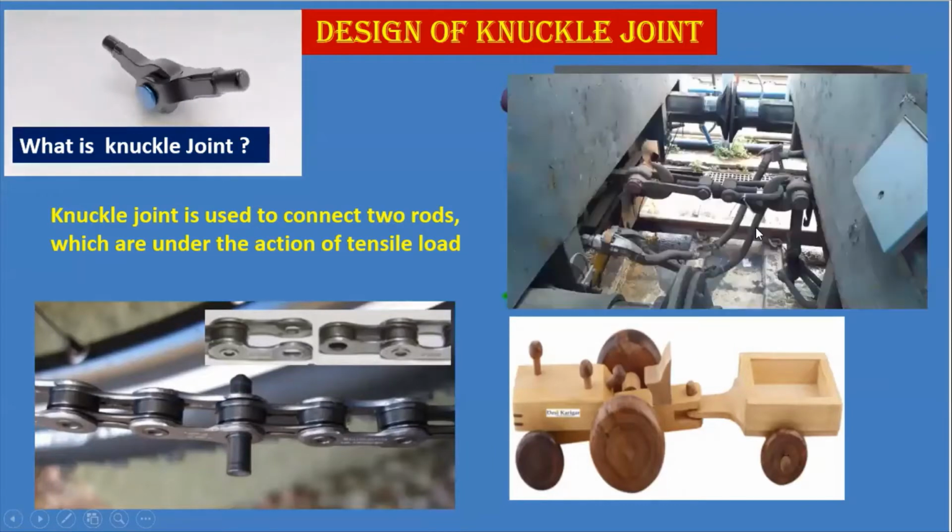And one more application you can see here: we join the coaches of a train very easily just by using knuckle joints. From the above applications, we come to know that the knuckle joint is mostly used in the mechanical and automobile sector, when the axes of the rods are in the same plane. At that time, the knuckle joint is the most usable joint for assembling and disassembling the two rods.